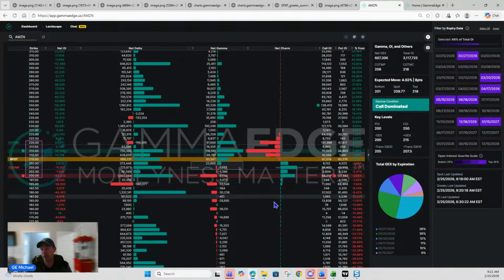215. Structure call dominated. Everything looks good. It's just we do have significant upside speculation come in though. So COI is up at 250. So everything looks good on Amazon. Man, you guys are overloading today. Holy cow.